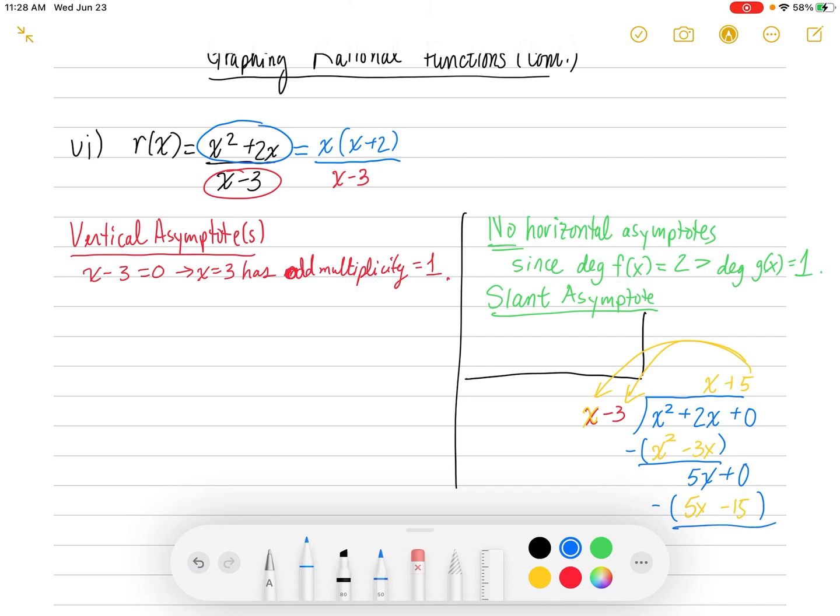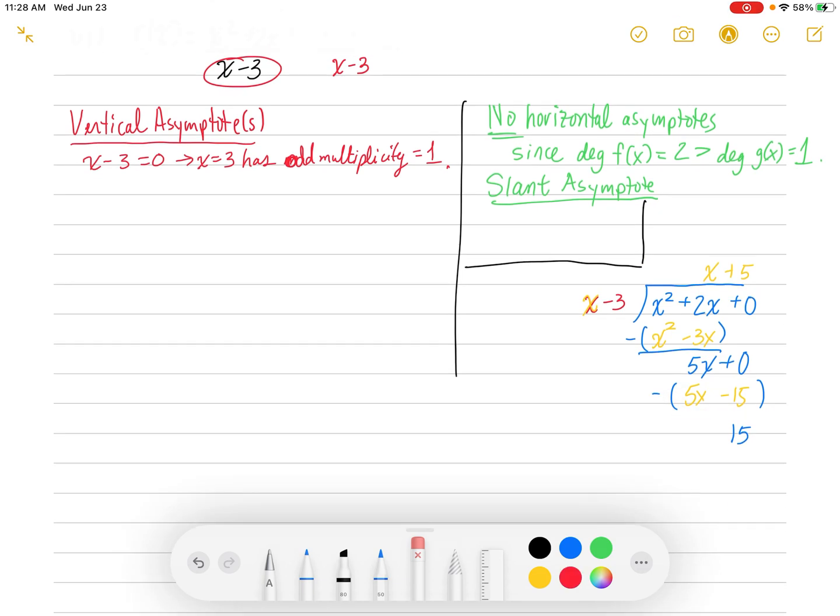So I'm going to do 5 times x. I'm going to get 5x. I'm going to do 5 times negative 3. That's going to give me negative 15. And I'm going to subtract these. 5x minus 5x cancels. Then 0 minus negative 15 is the same thing as 0 plus 15. That's going to give me 15.